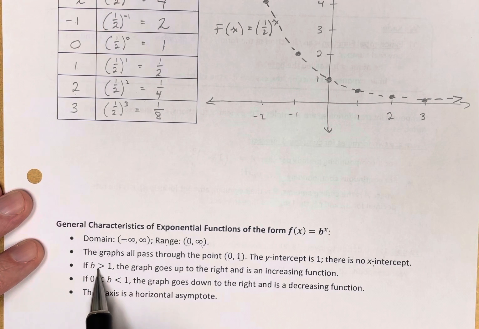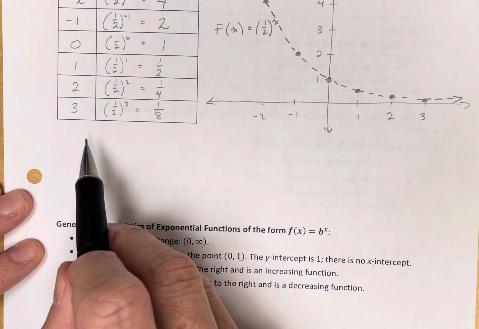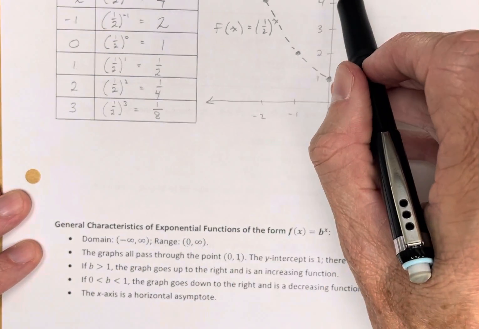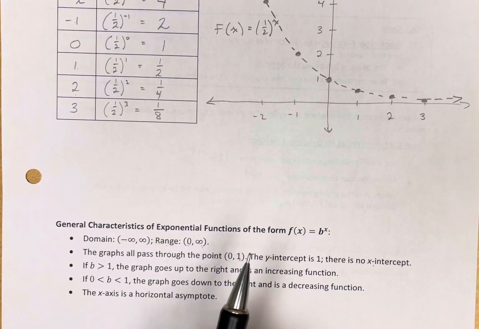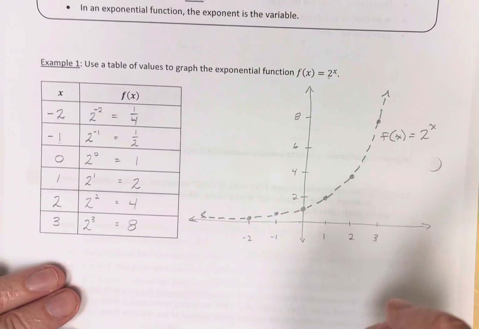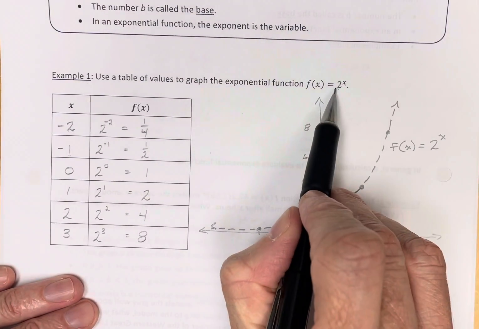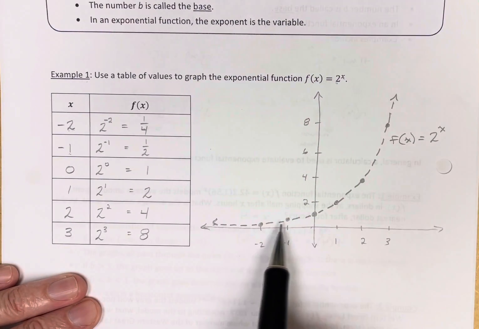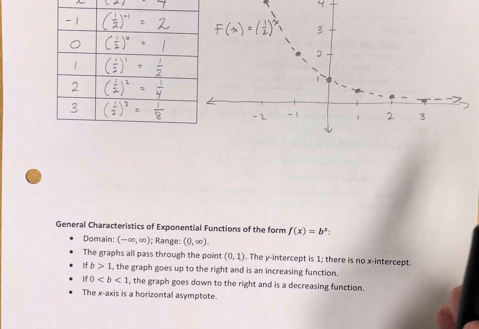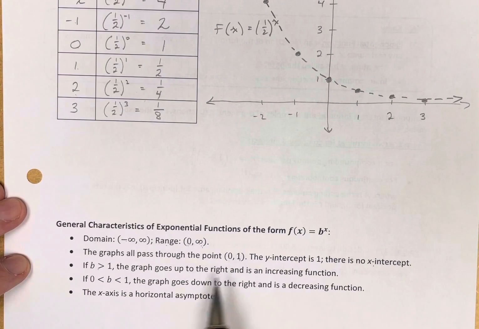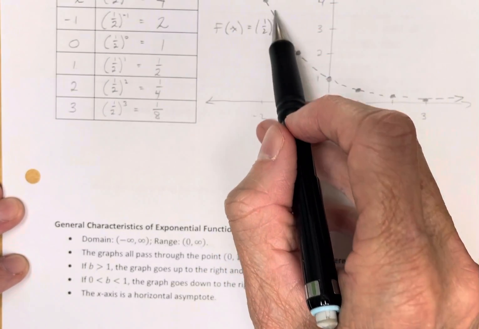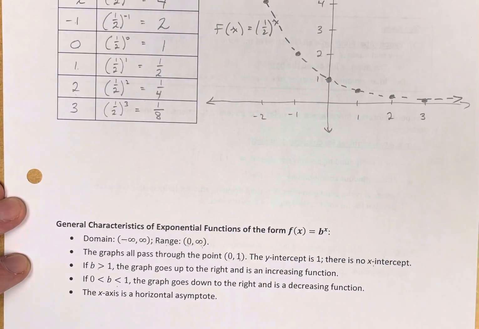Okay, if our base is greater than 1, we went up from left to right. And we saw that previously. We saw that here with a base of 2, the graph goes up from left to right. If our base is between 0 and 1, otherwise a proper fraction, as we see here, the graph goes down from left to right. Okay, it's a decreasing function.